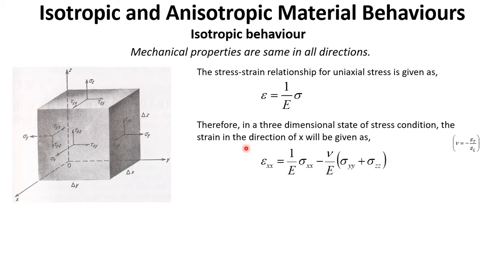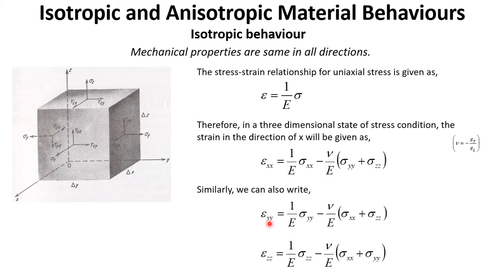So here it gives us the strain because of the three stresses acting in the x direction, y direction and z direction. So basically, because of the stress in y direction and z direction, there will be a little bit of contraction. So similarly, we can write other equations as well. So this is the well-known stress-strain relationship for isotropic material. That means the material property, that is Young's modulus, is the same in all directions. We have not differentiated.